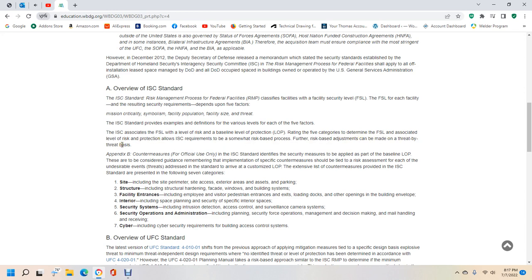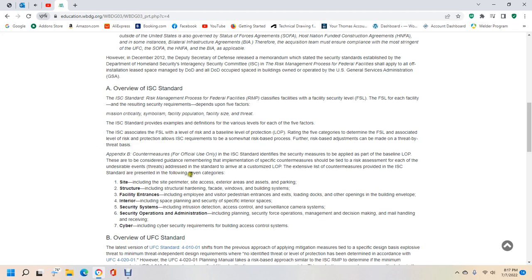Appendix B, Countermeasures, is for official use only. The Interagency Security Committee standard identifies security measures to be applied to the baseline level of protection. They are considered guidance. Remember, the implementation of the specific countermeasures should be decided by a risk assessment for each of the undesirable events or threats addressed within the standard, to arrive at a customized level of protection that extends beyond the list of countermeasures provided by the Interagency Security Committee.